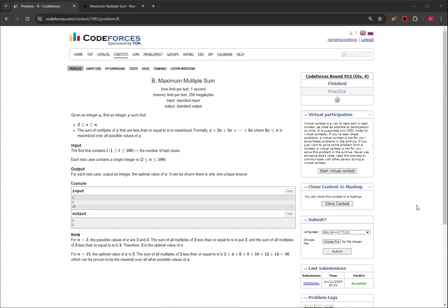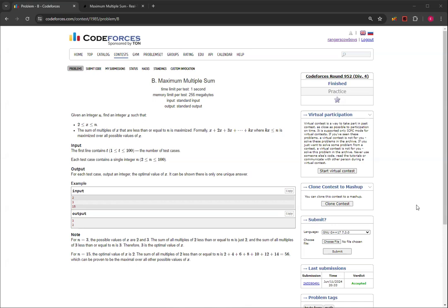So if n equals 3, then the optimal answer is 3, because there's two possible values you can choose for x, 2 and 3. And the sum x plus 2x plus 3x all the way to kx, for 2, k can only be 1, so the sum would be 2. And for 3, the sum would be 3. So 3 is the optimal x value.